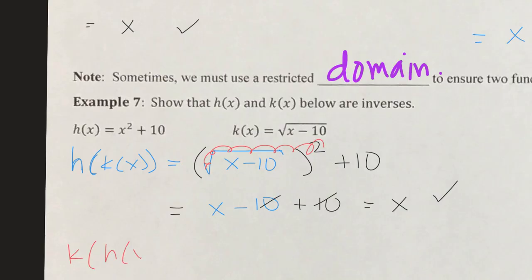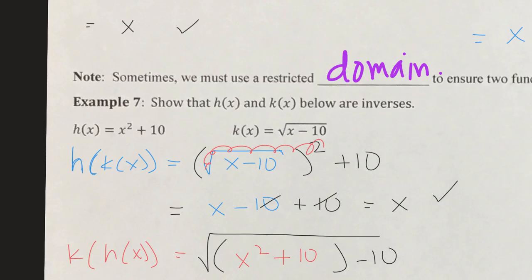So now let's check the opposite way and do k of h. So let's simplify. Plus 10 minus 10, well, that's 0. So then what's the square root of x squared? That's just x, because they inverse operate each other. So yes, these are in fact inverses as long as we restrict the domain to only positive values of x. Okay, because that gives you the same graph as root x minus 10.